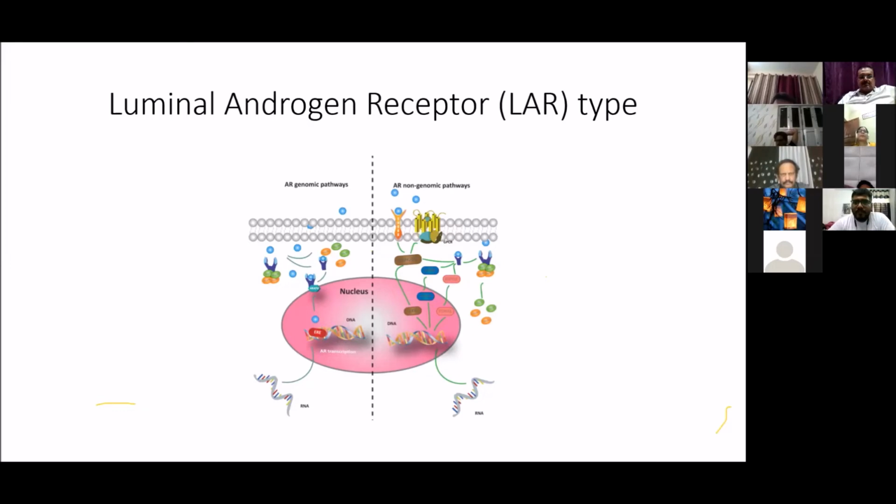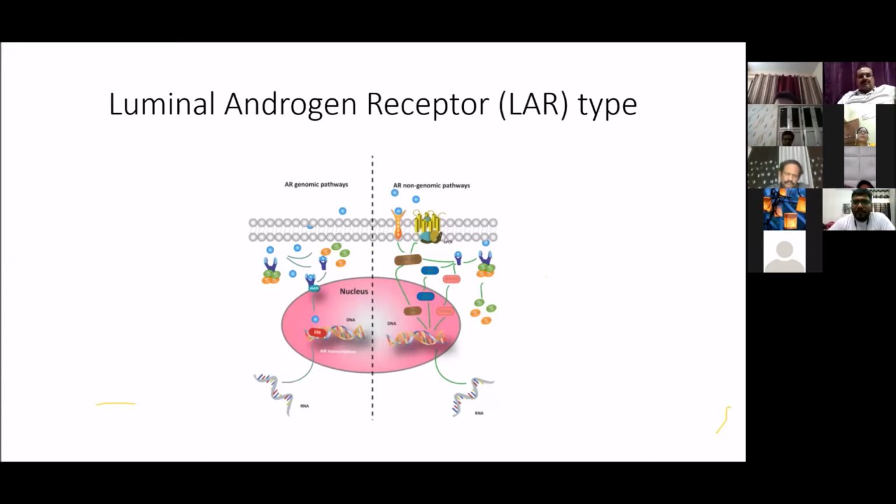Genomic pathway means these receptors are present in the cytosol, and the drug comes, it attaches to the receptor in the cytosol, and the combination goes into the nucleus where it interacts with the DNA to lead the downstream pathway.